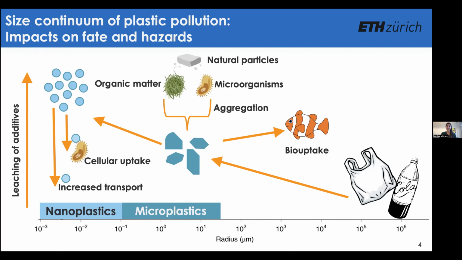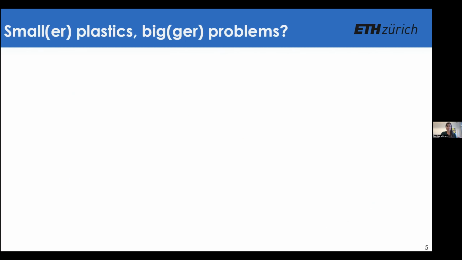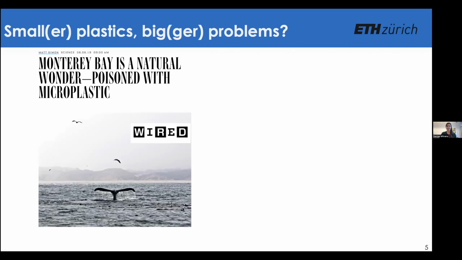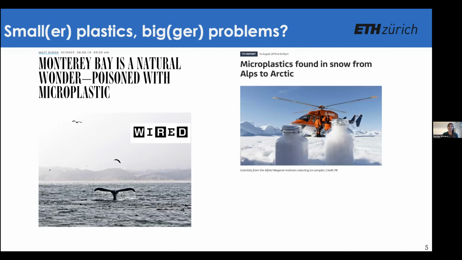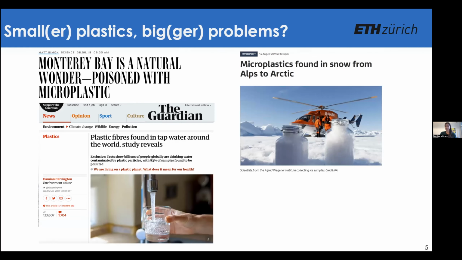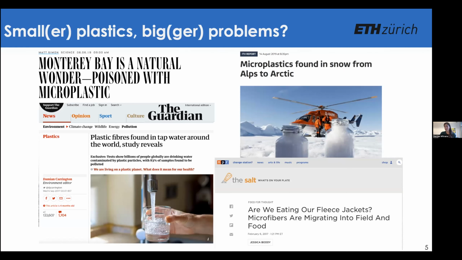you might be asking yourself, so we have smaller plastics, does that mean that we have bigger problems? And I'm sure everybody has seen these type of headlines in the popular media that there is some beautiful place, but it's poisoned by microplastic. Microplastic is found in the snow from the Alps to the Arctic, so it's everywhere that we've taken a sample. Microplastics found in our tap water, and are we even eating our fleece jackets because there's microplastic in our food?